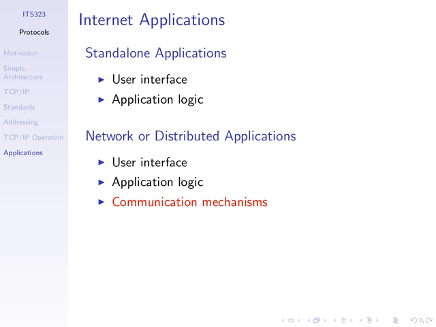An internet application or a network application has a user interface, like your web browser has the buttons you can click on, and has some application logic. For example, your web browser has some code that takes the HTML, parses that HTML to produce something to be displayed on the screen. But it also has communication mechanisms. Your web browser has some code that allows it to communicate with a web server. So we can say the difference between a standalone and a network-based application is that the network application includes communication mechanisms to communicate with other instances of applications. And the application has its full functionality when it communicates with others.